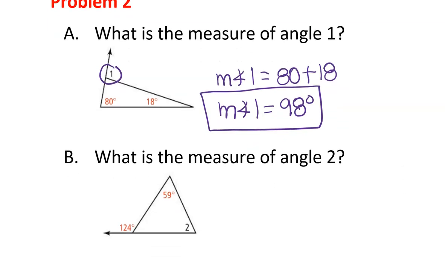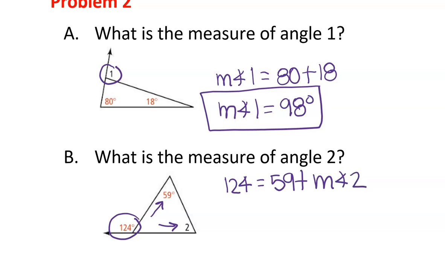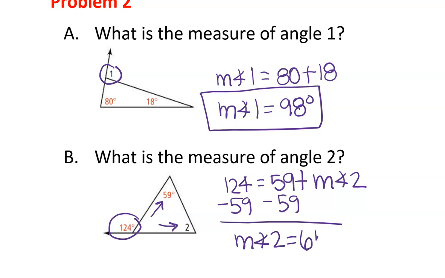Okay, let's look at another one. Here is the exterior angle. Here are the remote interiors that you add together. So this one looks a little different. 124 is equal to 59 plus the measure of angle 2. So we subtract 59 from 124, and we get 65. Now, that's using the remote interior angle theorem.